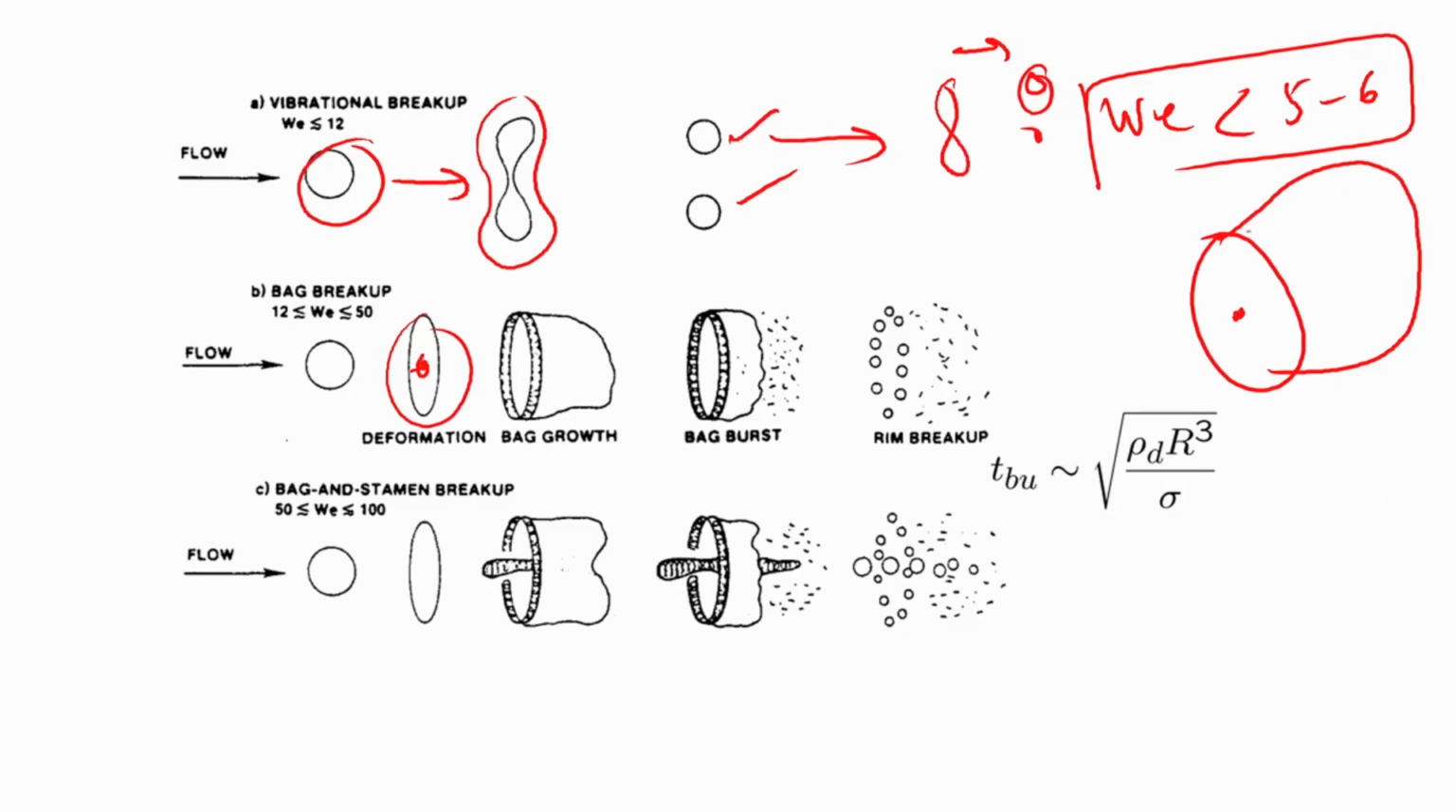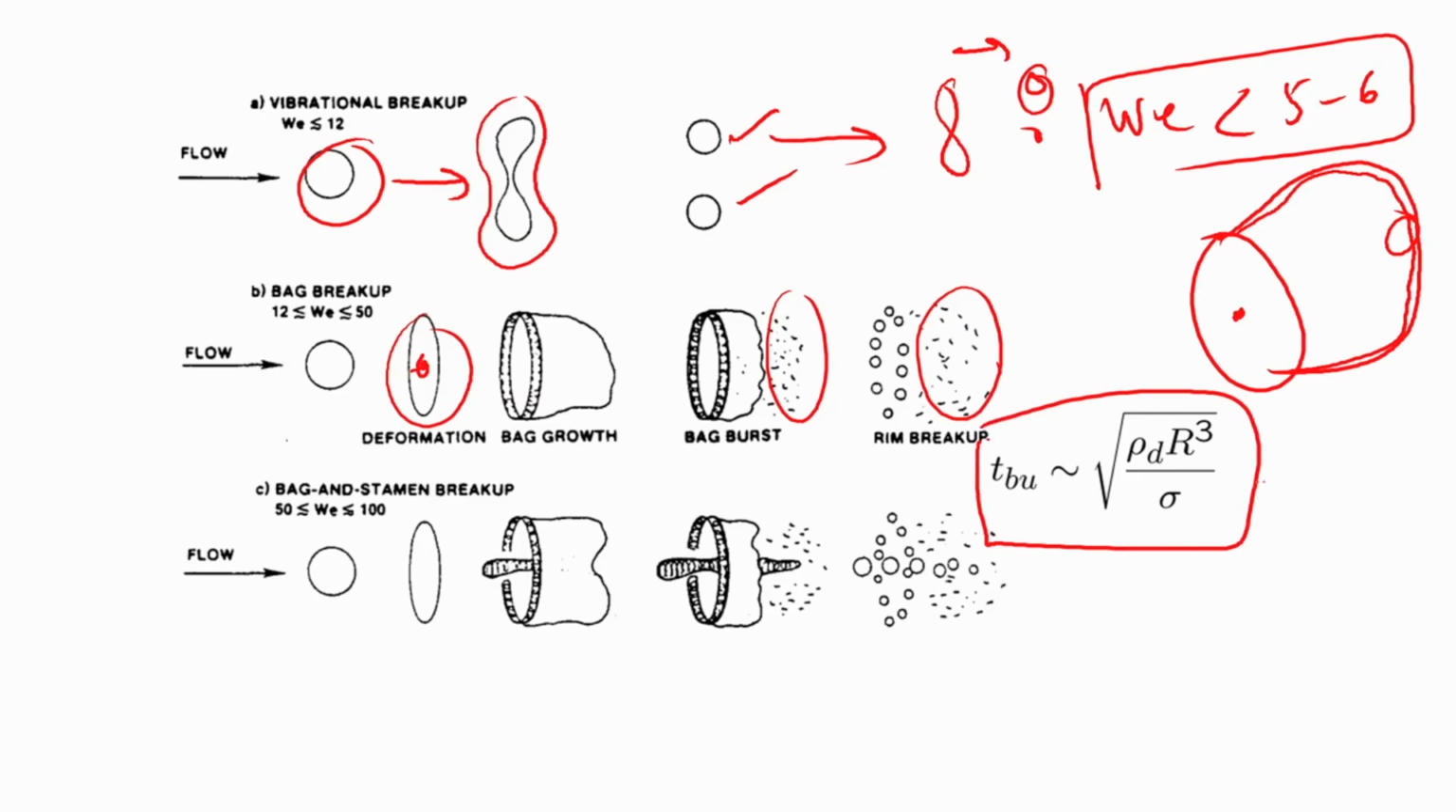This sheet gets stretched and stretched and stretched till it becomes very thin at the top, right, and then it bursts. It is like a balloon bursting. If you try inflating a balloon and pump in a lot of air, what will happen at the end? The balloon will just burst, right. So, you get very fine droplets coming out of this. Okay. And the time scale of this breakup is given, but we will come to what that actually means.